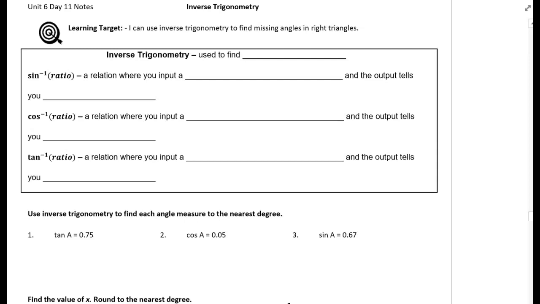Hello, geometry students. Today's learning target is on page 19 of your notes packet, and it's to use inverse trigonometry to find the missing angles in a right triangle. So on page 19, let's take some notes. Inverse trigonometry is used to find angles. And I'm going to show you how to do that on your calculator a little bit later.